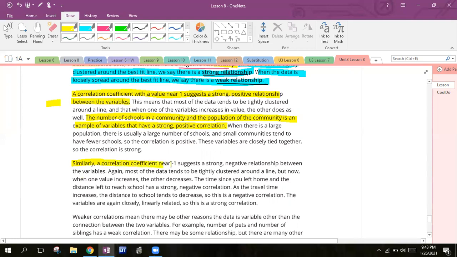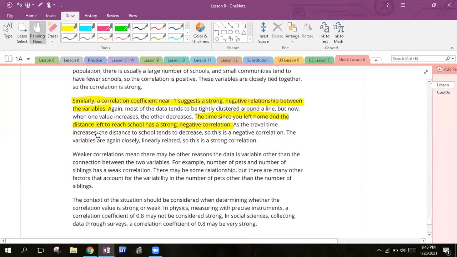Next, it says similarly, a correlation coefficient near -1 suggests a strong negative relationship between the variables. Again, most of the data tends to be tightly clustered around a line, but now when one variable increases, the other decreases. The time since you left the house and the distance left to reach the school has a strong negative correlation. Obviously, the closer you get to school, the farther you're getting away from home, okay? So that is going to be decreasing.